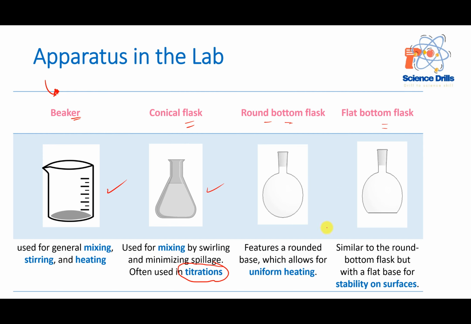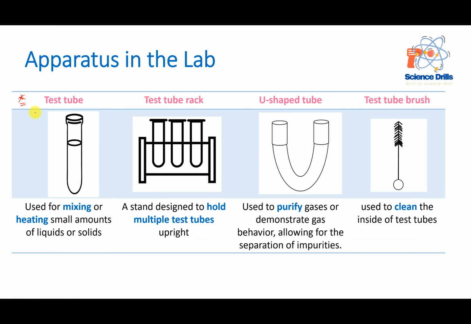They have the same features. This one, which is round, provides even distribution during heating, and this one gives the same function as the round bottom flask, but it also gives more stability because it's flat from the bottom, so it will be more stable when you place it on the gauze. Also, some tools we depend on in the lab are the test tube or the boiling tube.